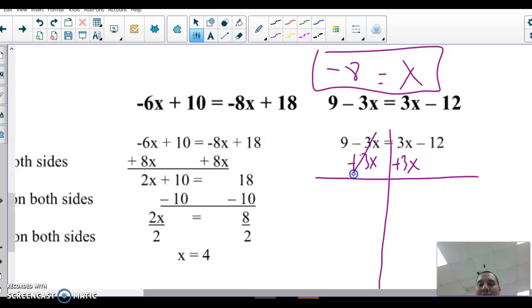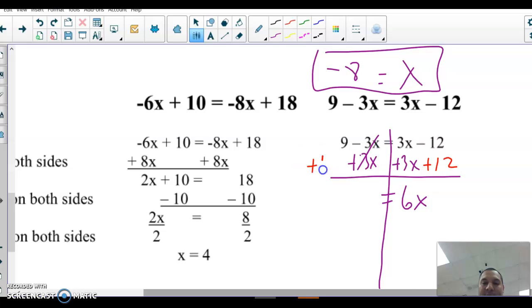Just a coincidence that they're all ending up on the right. I'm just trying to keep it positive. Positive 6x. You know what? Let's do two steps in one here. That's gone. That's 6x. So I sent my variables to the right. Let's go ahead and send my constants to the left.